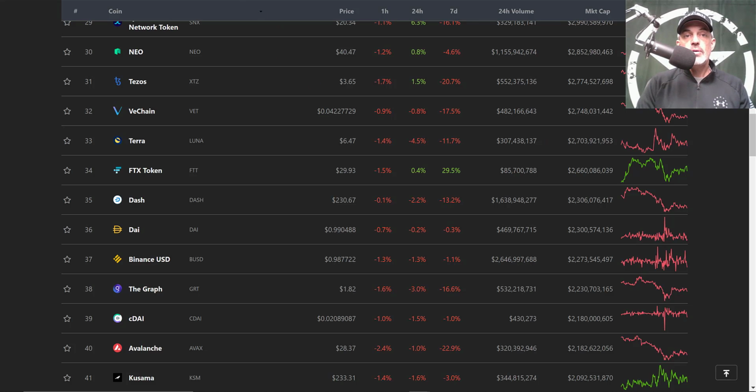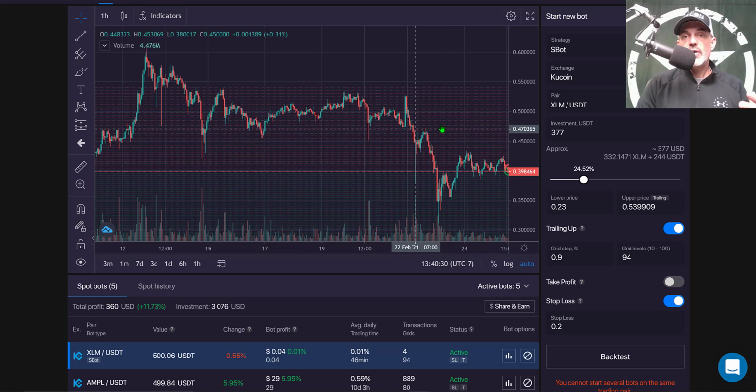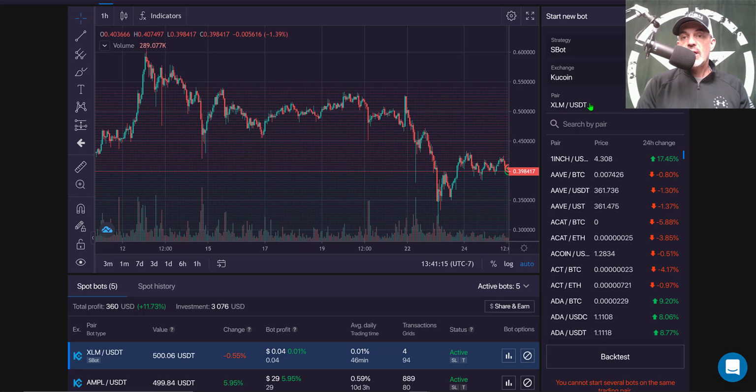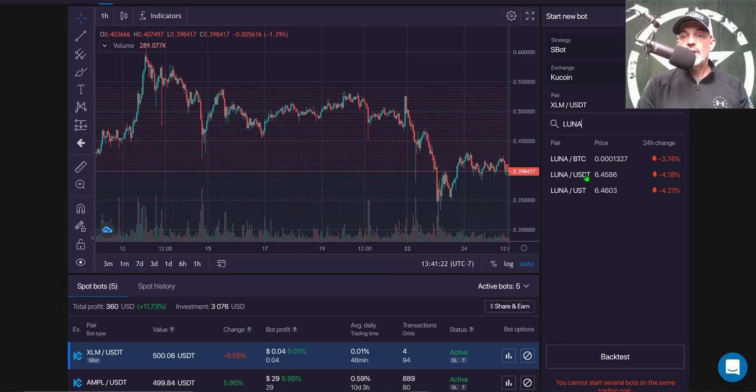Let's jump back over to Bitsgap and take a look at configuring a grid bot. Now for starters, you need to pick the strategy. I typically go with their SBot strategy. It just seems to be the most profitable for me. It seems to work well in consolidating and also when it's trending up, not going straight up, but somewhat trending up. The exchange I'll be using today will be Qcoin, although you can see I have quite a few different exchanges already connected, but today it'll be Qcoin. And then the pair we'll be looking at is Luna USDT.